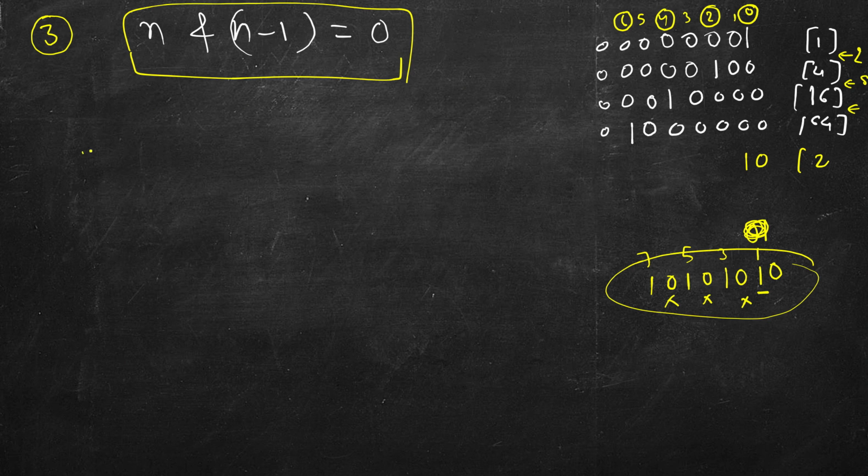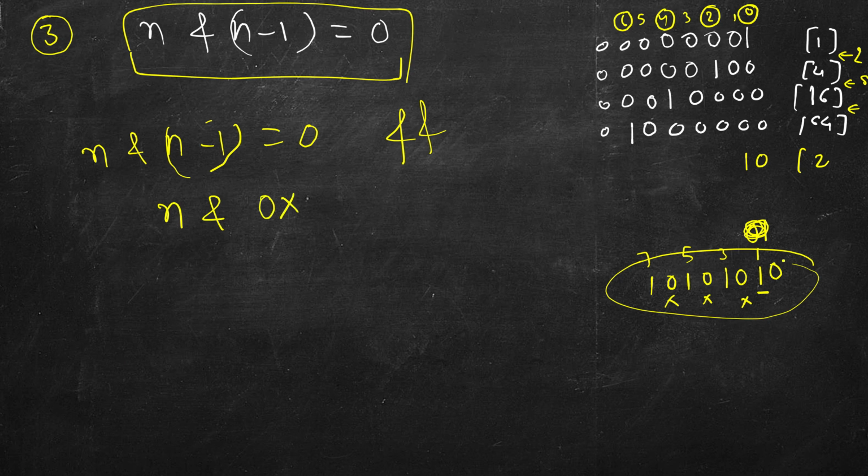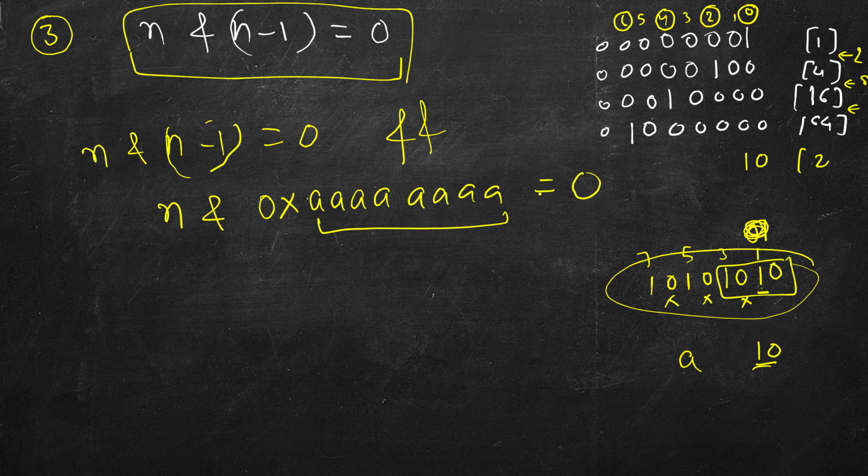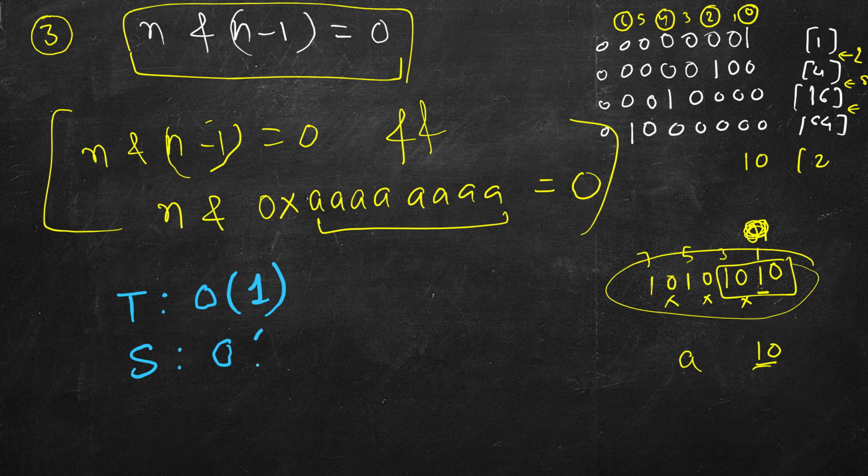So again we can combine the logic: n and n minus 1 equal to 0 and n and 0x. So if you see that, let's write in hexadecimal. So this is 10. This is 2 plus 8 and 10 is written as a. So 0x a, 8 times for 32 bits. So this should be equal to 0. So this should also work. So this is our third solution. And again the time complexity is O of 1 and space complexity is also O of 1.